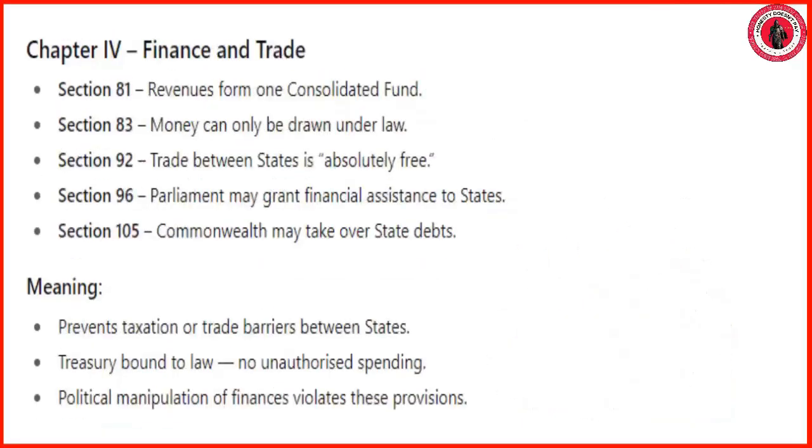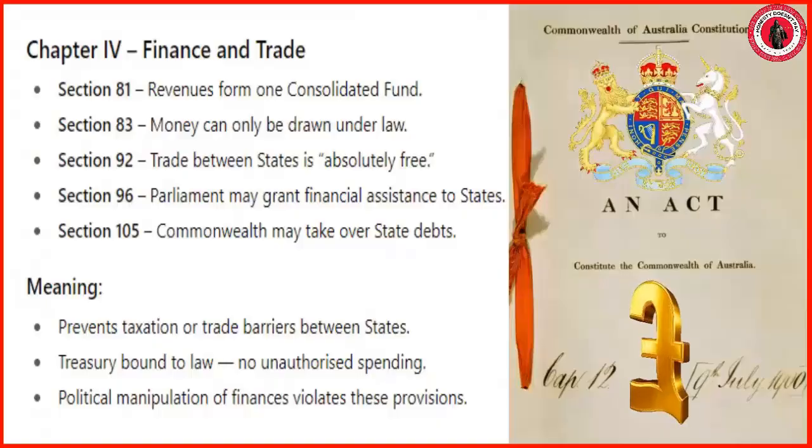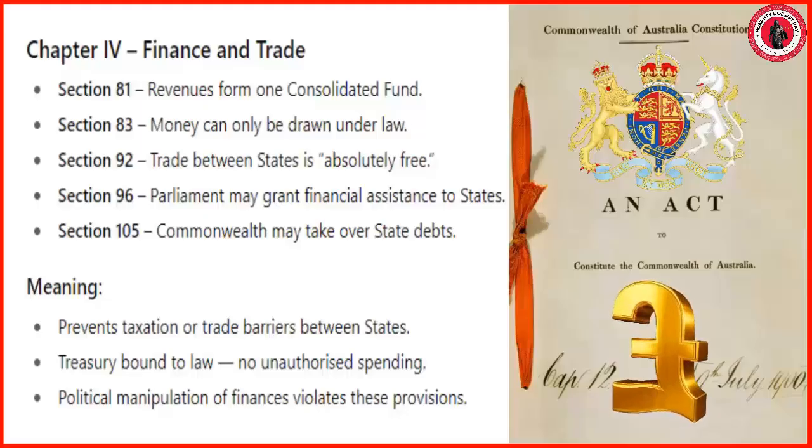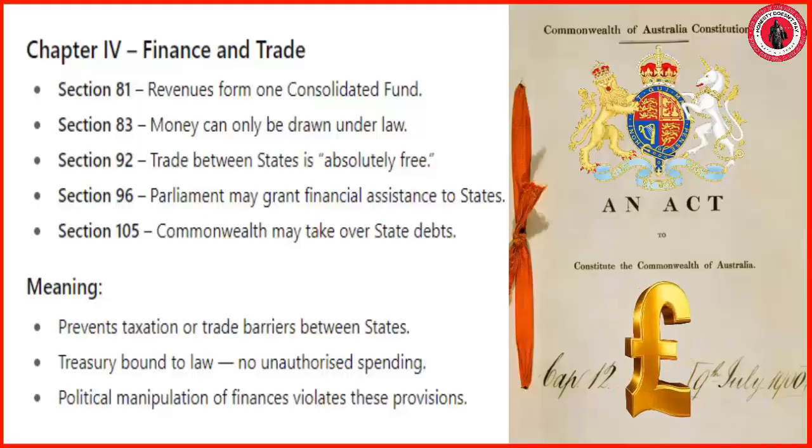Chapter 4, Finance and Trade. Section 81, revenues form one consolidated fund. Section 83, money can only be drawn under law. Section 92, trade between states is absolutely free. Section 96, Parliament may grant financial assistance to states. Section 105, Commonwealth may take over state debts.